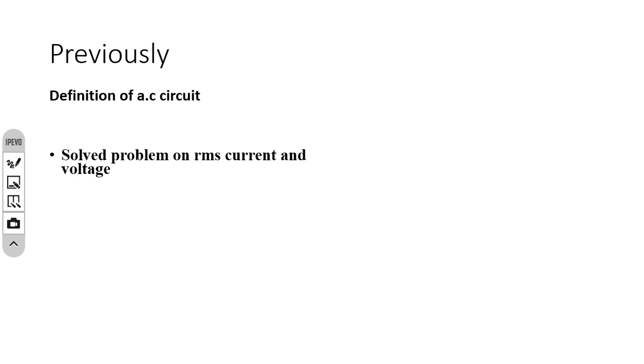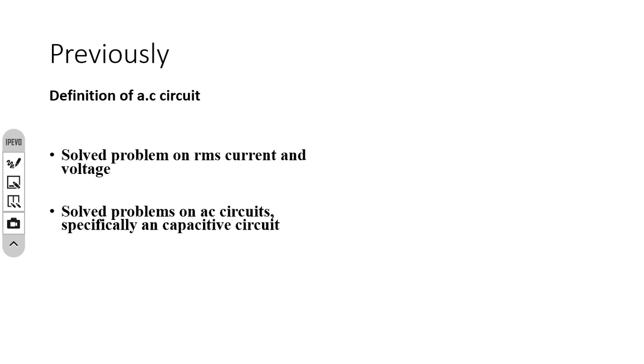Today we are going to be looking at simple alternating current circuits 2. This is the second, or the continuation of the first part of this topic, and previously we had considered the following: definition of AC circuits, solving problems on root mean square current and voltage, and solving problems on AC circuits, although it was specifically on capacitive reactance. So today's class shall be basically on inductive reactance.